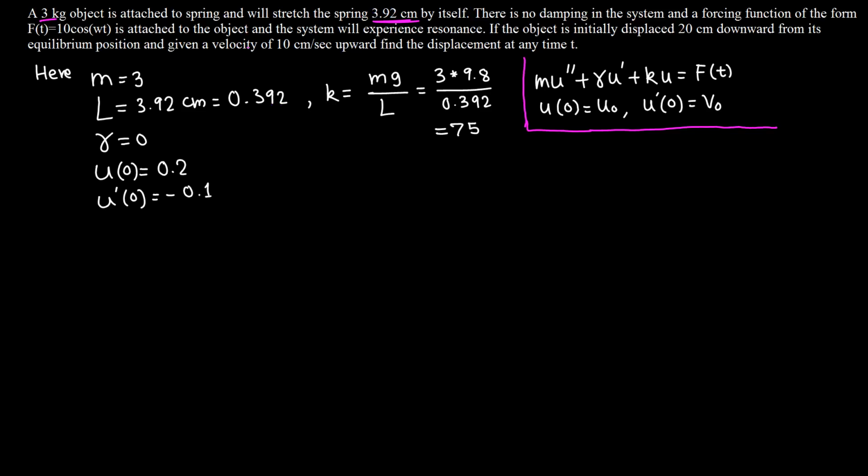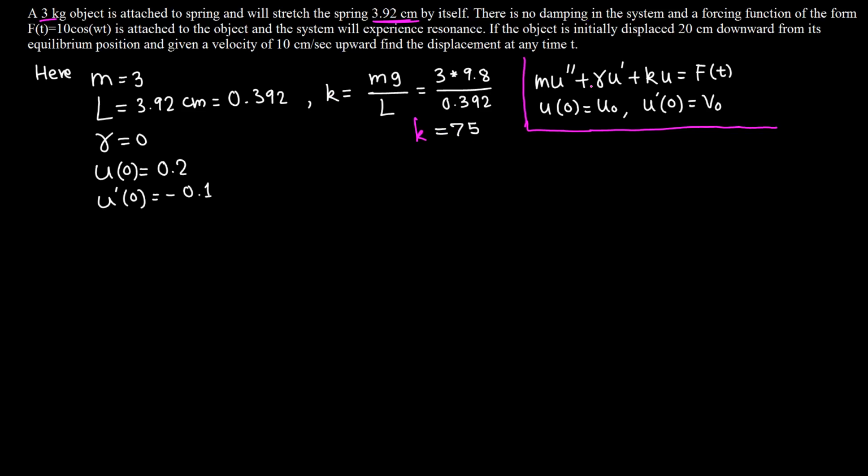As soon as you have the stretched length L, we can find the spring constant k. k is weight mg over stretched length L. m is mass 3, g is acceleration due to gravity, in the metric system about 9.8, divided by 0.392, then it comes out to be 75. That's the spring constant k.